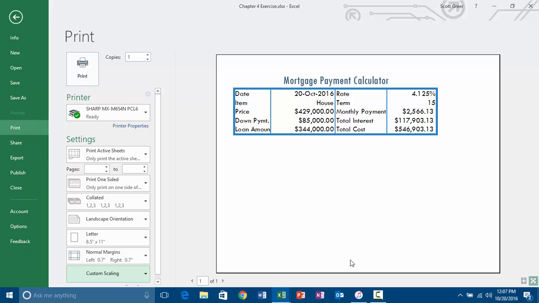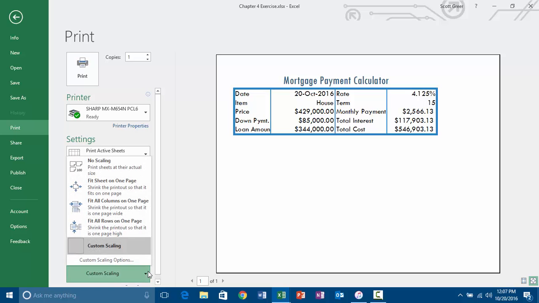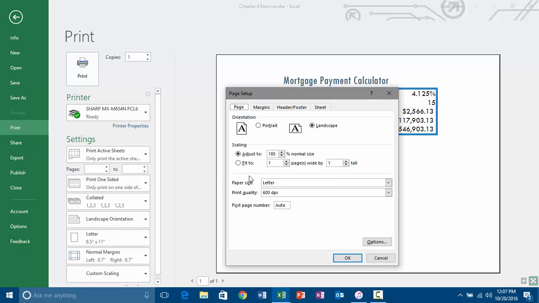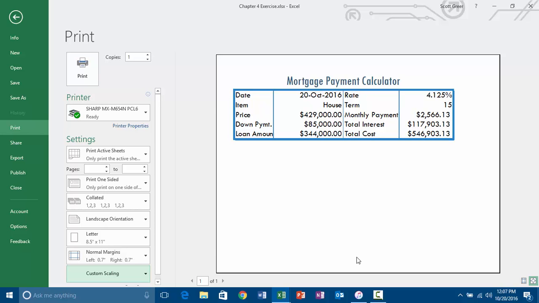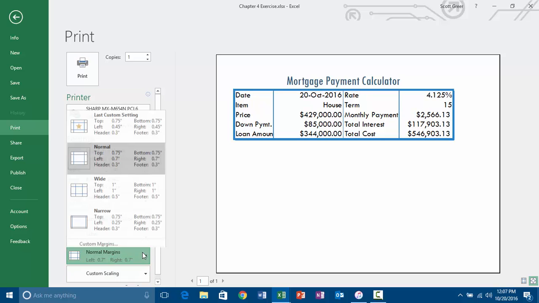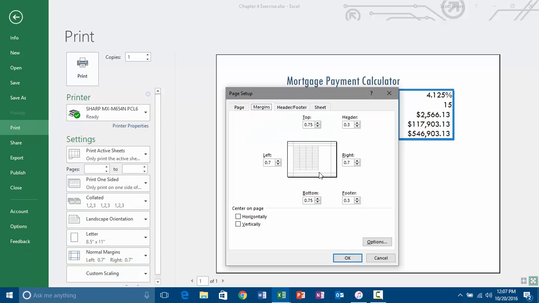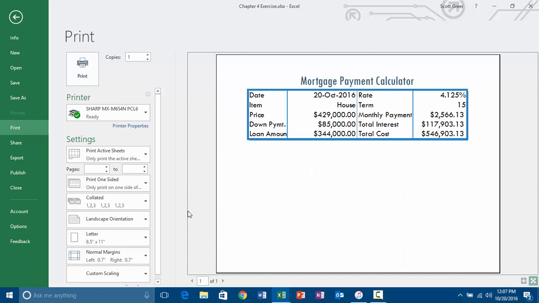All right, so we did what? I went down to custom scaling, and then custom scaling options, and then in this adjust to, I just zoomed it into 185, so I could probably go to like 200. Click OK. And then if I really wanted to be good, because we talked about this yesterday, we would go into custom margins and we would say center it horizontally. Oh, because that would make me feel happy. I like that a lot.